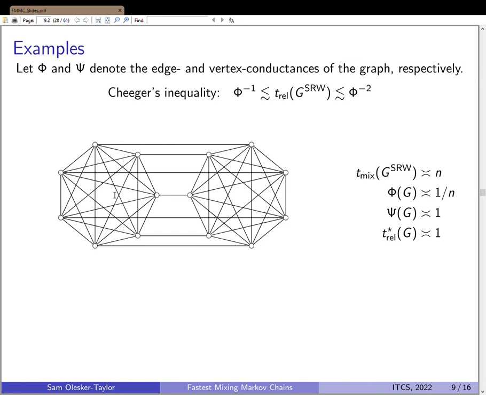Okay, so first example is to have two cliques of size n, or maybe n over two, and then connect these by a perfect matching. Now the simple random walk on this graph has mixing time that's order n. Indeed, for order n steps, it will stay in whichever clique it starts, because each time there are n minus one edges that lead to other vertices in the clique, and one that leads to the other clique. So it's going to take order n to swap cliques.